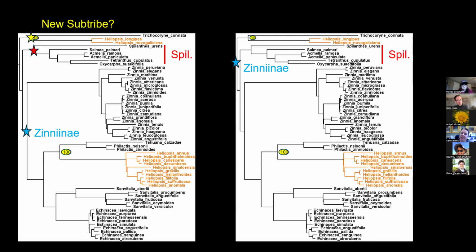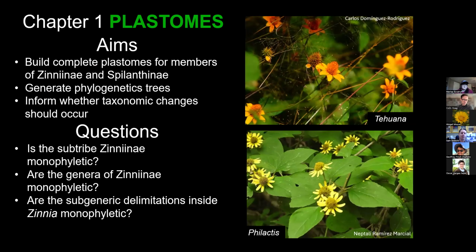It's not that Spilantini is not phylogenetically a good clade. It's still a good clade. It's monophyletic. You can still have some utility to it, but it just gets swallowed up here by a broader sensu lato Zinniini. So for aims and questions, we gathered the data, made our trees, and informed the taxonomic changes. The things inside the Zinniini, those sections, we'll deal with later. But Zinniini was not monophyletic, and it is now with that new circumscription.